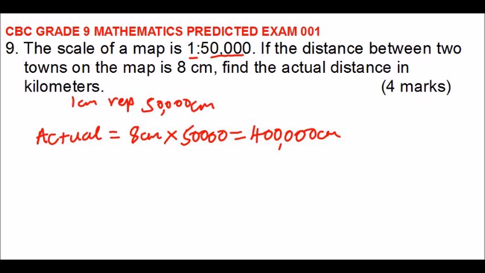And you can convert this into meters. You can divide by 100. You divide by 100, those 2 zeros will go. So that means that this is equals to 4,000 meters. You can also divide by 1,000. These 3 zeros disappear, and then you find this is equals to 4 kilometers. 4 kilometers, and that's how you work out that. You get 4 marks. A very simple question.